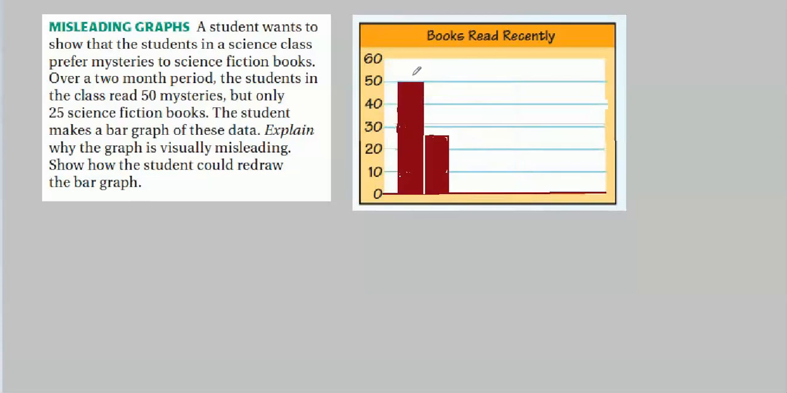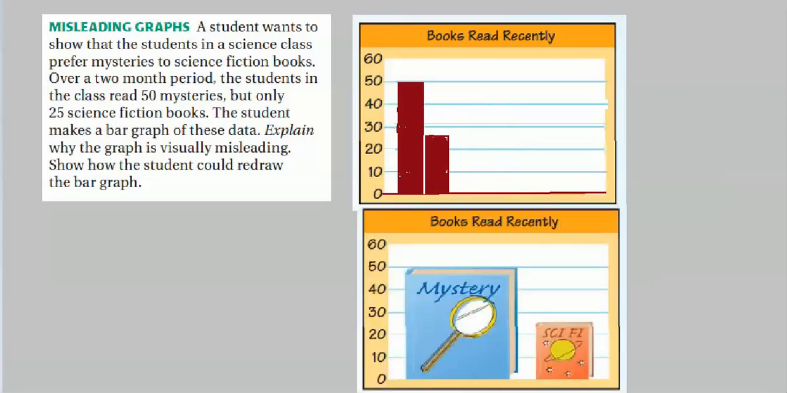This is closer to what a real bar graph should look like. Notice that the height here is still double this, but the width is the same for each one. This gives the impression that this value, in this case the number of mysteries read, is just double the science fiction books read. Doing it the other way, it looks like it was quadrupled.